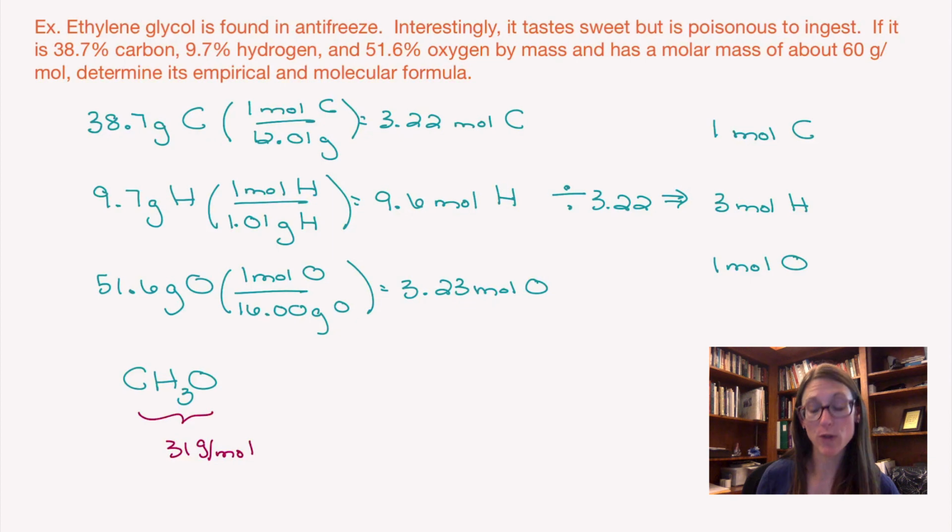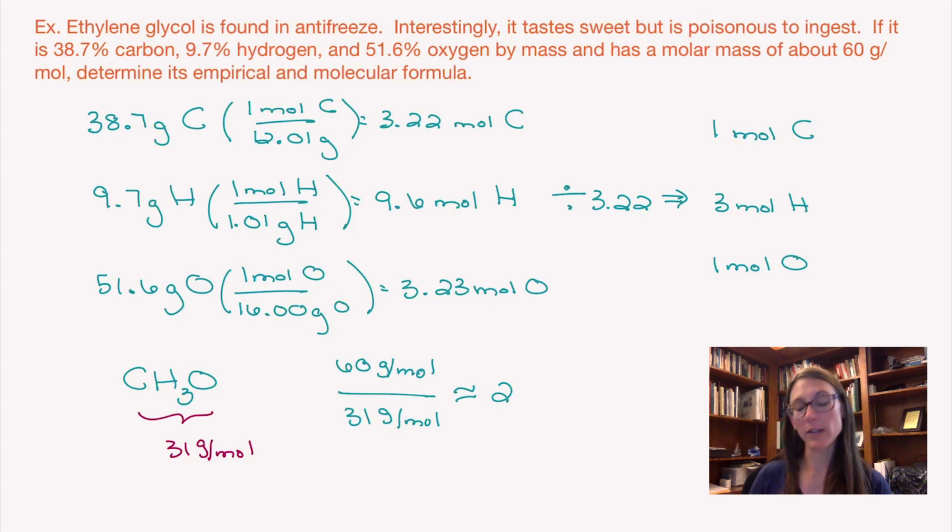In order to determine the molecular formula, I'll take the actual molar mass, which is 60, divide it by 31, and I'll get a number that's right about 2. So my molecular formula will have subscripts that are twice as large. C2H6O2 is the molecular formula for ethylene glycol, and it tells you how many of each of those elements are actually in the compound.